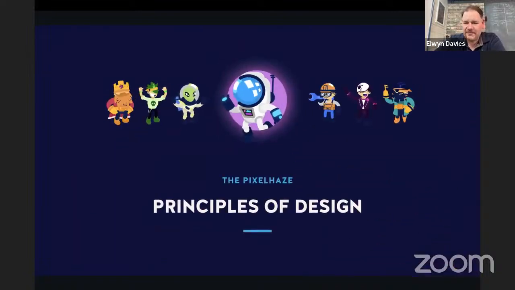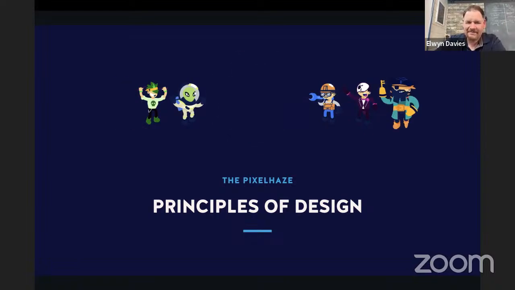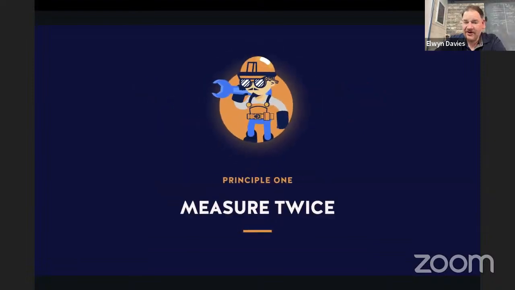Okay, so that's given us an idea of how branding clicks, hopefully. Now we can move on to our principles of design and our individual Pixelhaze characters. So we're going to start off with an old idiom: measure twice, cut once. This is something that was ingrained in me since I was a child, being brought up on a farm. We were often doing a lot of our own building work, and I was always pottering around making stuff, and that's probably why I'm in the creative industries now.